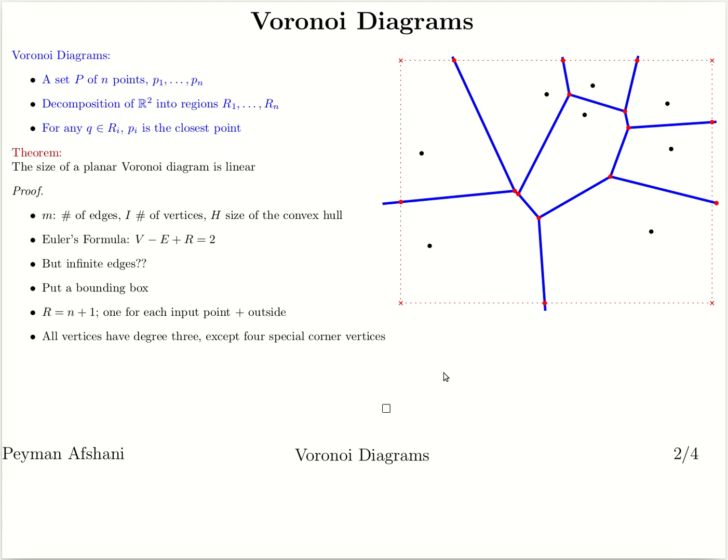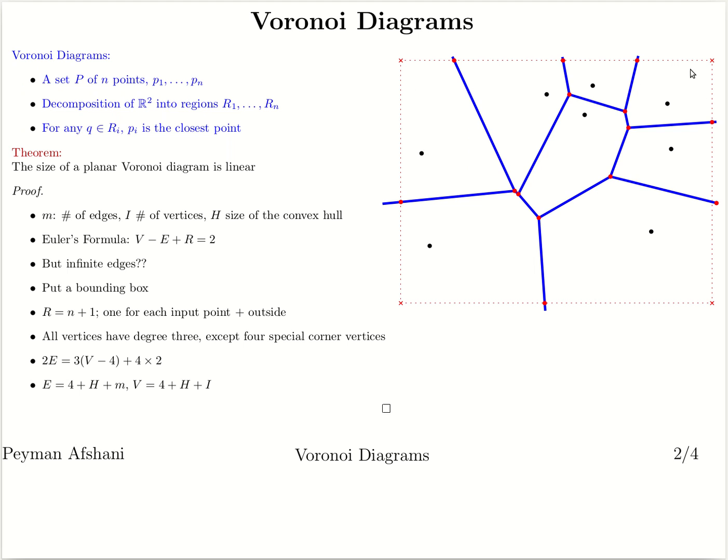All the vertices have degree 3, so we clip these edges here. So now this will be a vertex of the planar graph, this will be another vertex, and this will be an edge of the planar graph. And as you can see, all the vertices have degree 3 except these 4 corner vertices. So therefore we can write the following. 2 times the number of edges is equal to the sum of the degrees. So what is the sum of the degrees? We have V vertices in this planar graph.